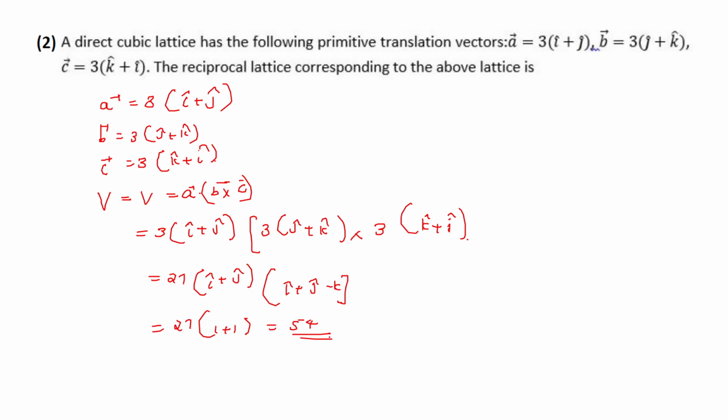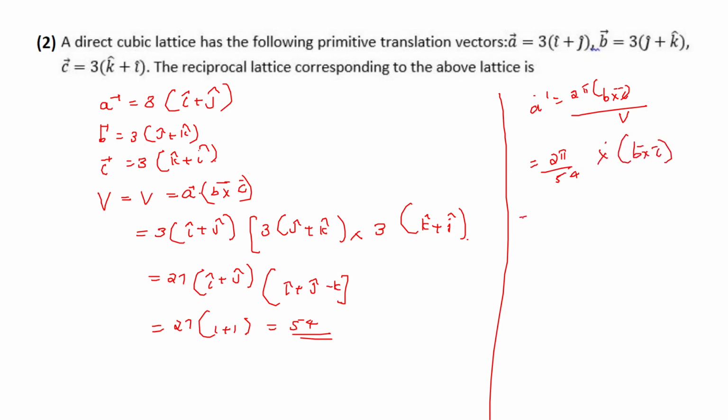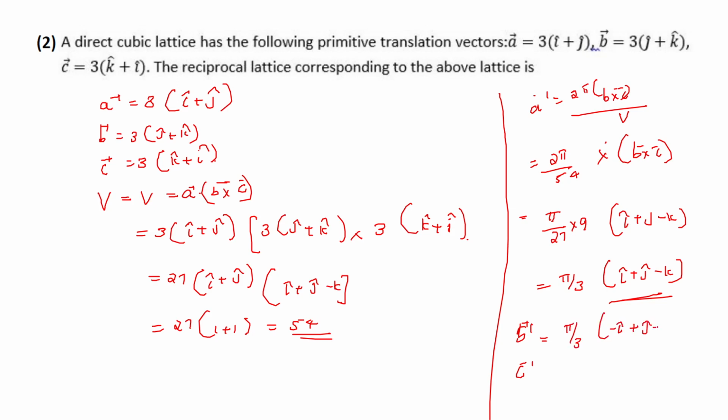Okay, now the same way we did in the first problem, the same way you have to solve for A, B, C. So A dash is equal to 2 pi B cross C divided by volume. So it will be 2 pi divided by 54 into B cross C. Okay, so it will be pi by 27 into 9 times i plus j minus k, which is pi by 3 times i plus j minus k. Similarly, you have to calculate B dash as well as C dash. Pi by 3 times minus i plus j plus k. And C dash you will get pi by 3 times i minus j plus k. So the reciprocal lattice will be BCC.